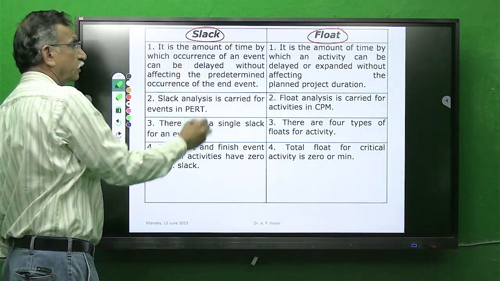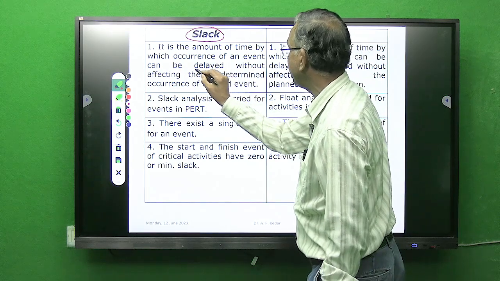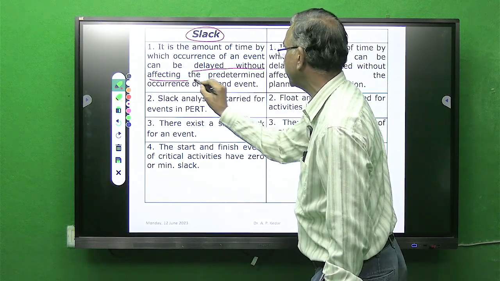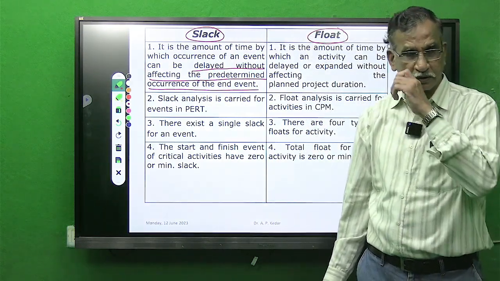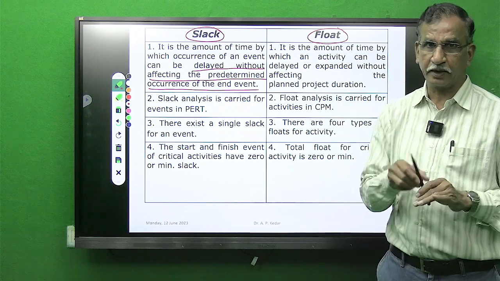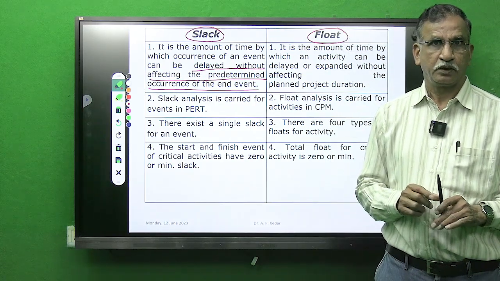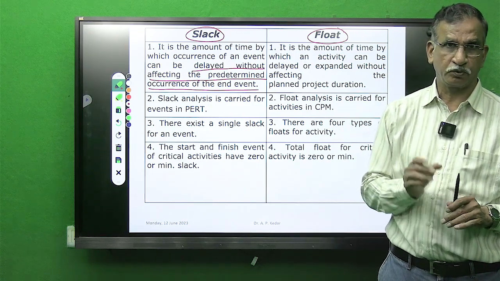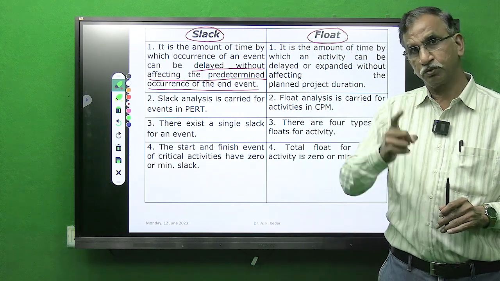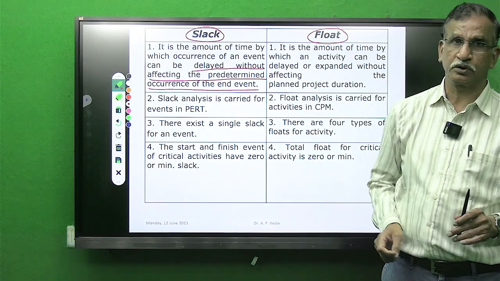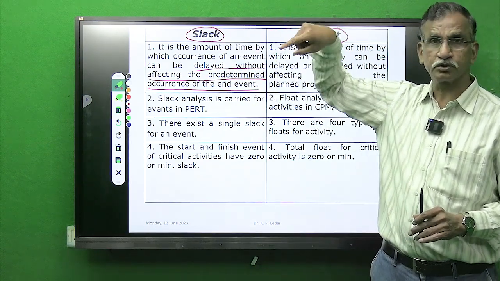Slack, as we have seen, is the amount of time by which occurrence of an event can be delayed without affecting the predetermined schedule. Suppose for any activity slack is 2 units of time. Again I am using the words units of time, maybe days, maybe weeks, maybe months. If slack is non-zero, it won't be negative. So you can delay that activity by the amount equal to slack. That is the technical interpretation of slack, which is used in case of PERT.